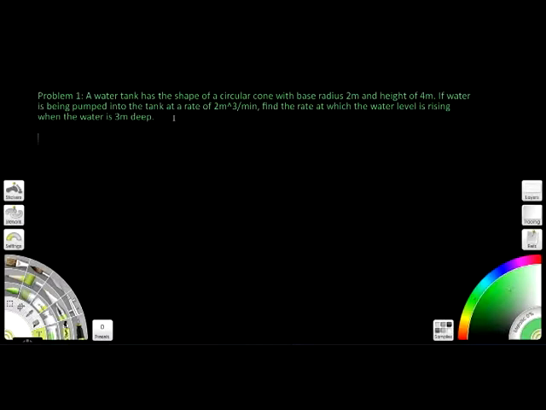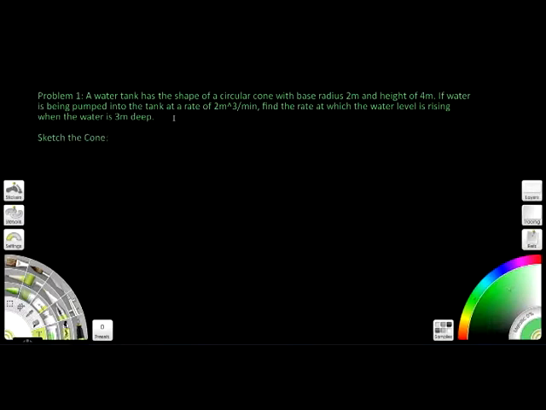Problem 1. A water tank has the shape of a circular cone with base radius 2 m and height of 4 m. If water is being pumped into the tank at a rate of 2 m³ per minute, find the rate at which the water level is rising when the water is 3 m deep.